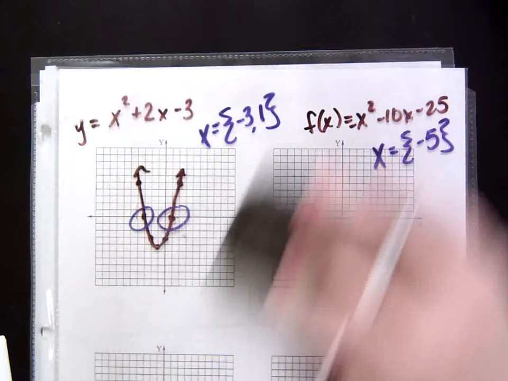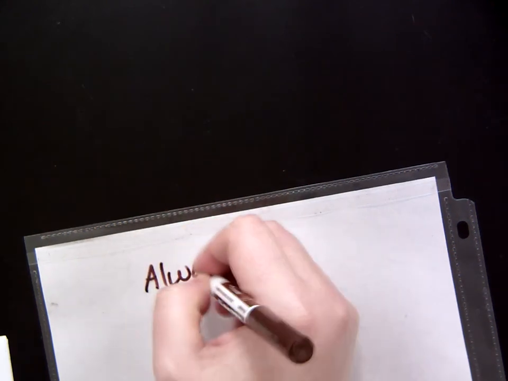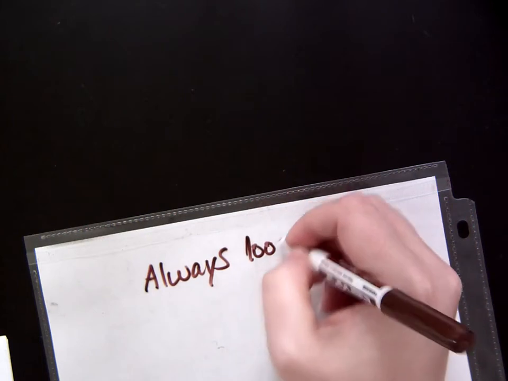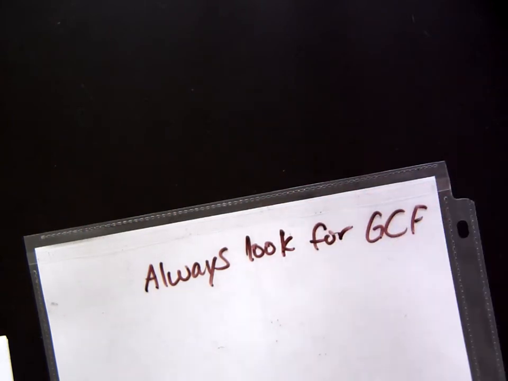Now, factoring is something we have done in Algebra 1. I'm going to review a couple of little things. First of all, always look for a greatest common factor.